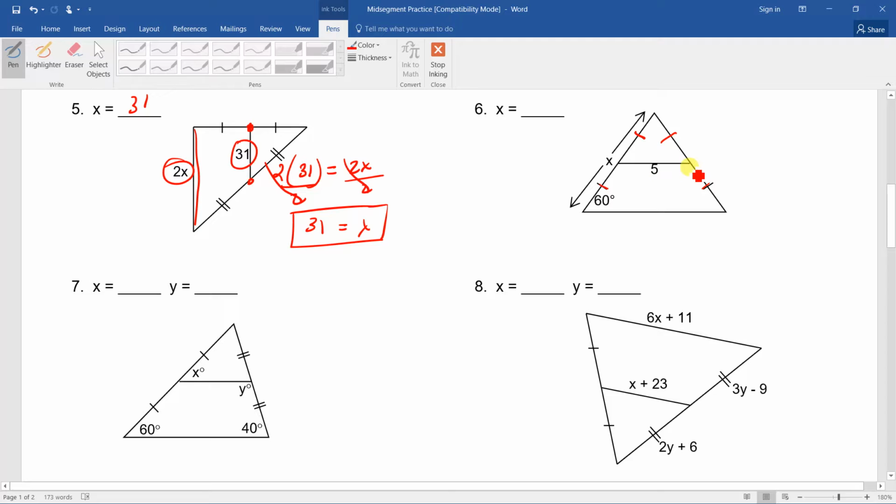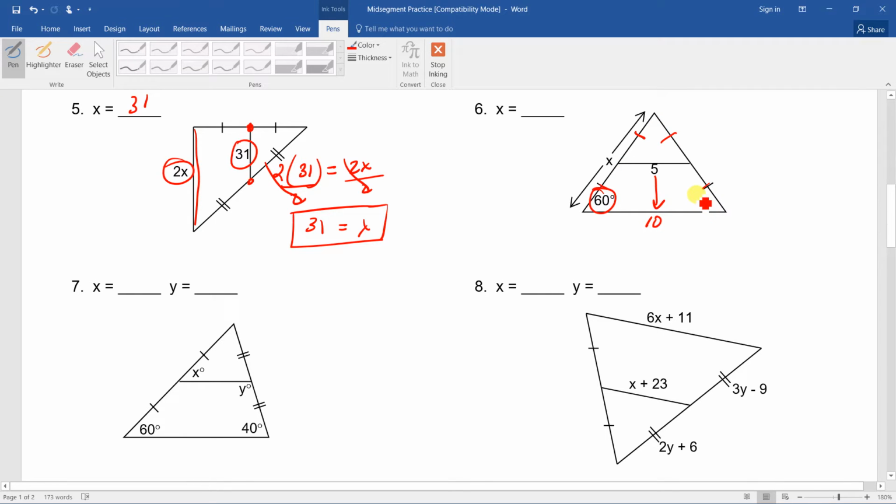Okay, so first of all, we recognize that this is a mid-segment, right? So this side is 10. Okay, so this side is 10. We got that from over here. Okay, but then I'm supposed to find x. How am I going to do that? Well, then you see we have 60 degrees over here.